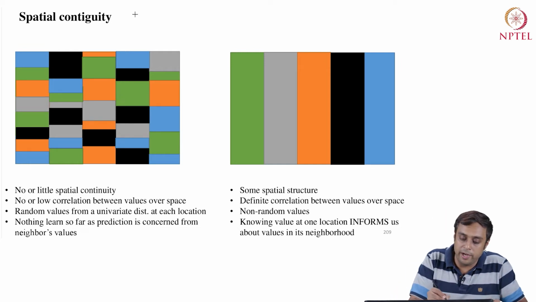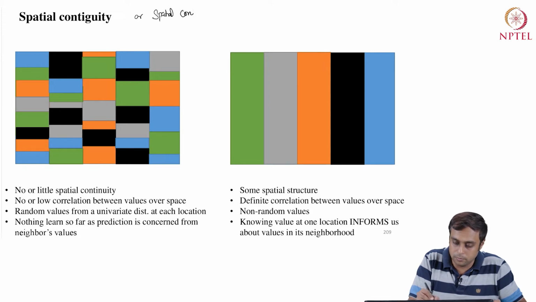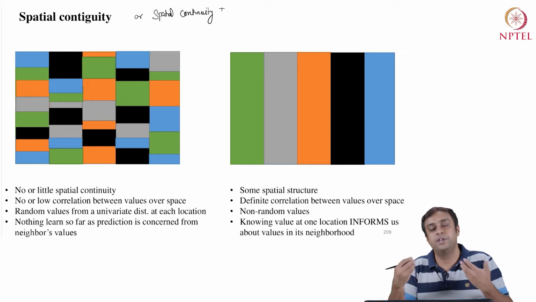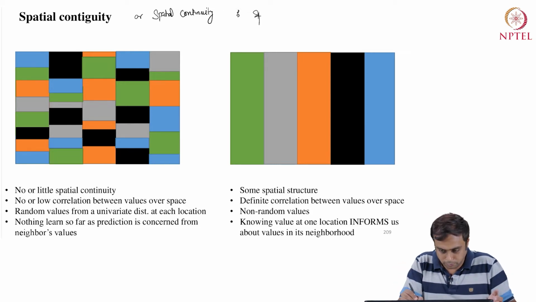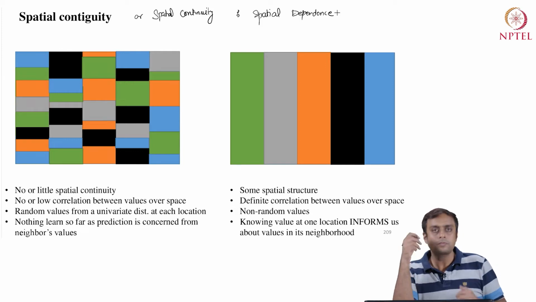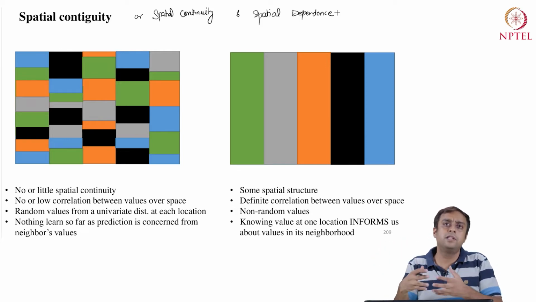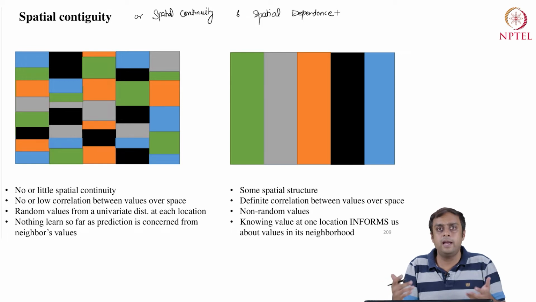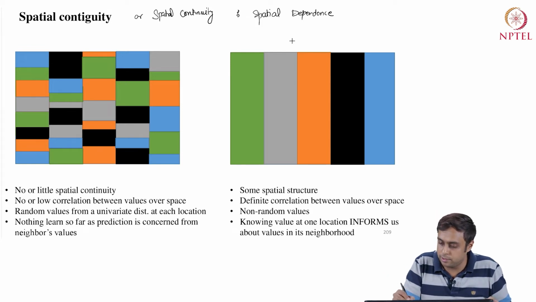Okay, so let's move forward. So spatial contiguity could also be called spatial continuity. Ultimately, we are thinking formally about spatial dependence. So let's start with the figure in front, and let's talk about the panel on the right. So let's look at the right panel first.